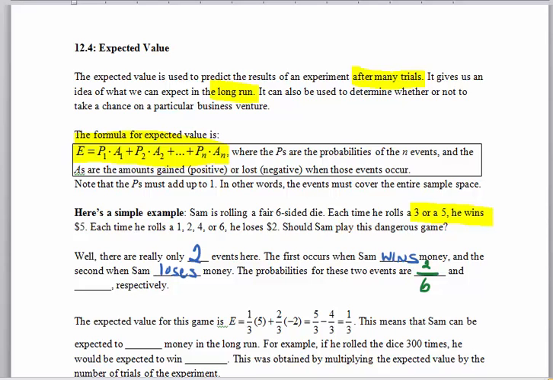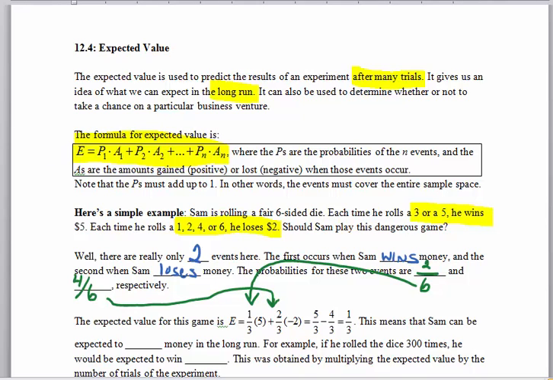And he loses when he rolls a 1, 2, 4, or 6. So there's 4 outcomes in which he can lose, so the probability of him losing is 4 out of 6. And then you can see I gave you the calculation. The expected value for this game would be E, which is 1/3, the 2/6 I reduced to 1/3, times 5, which is the amount of money he wins if he wins. And then I add that to 2/3, which is really 4/6, I reduced it to 2/3 here, times -2.